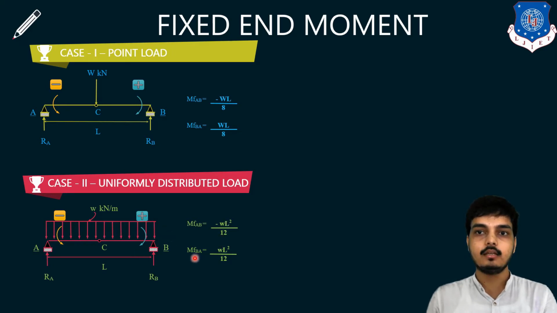For MFBA it is WL square by 12. It is plus because it is clockwise, and minus because it is anti-clockwise. Now, you have to mark why it is MFAB and why it is MFBA. MFAB is nothing but from A to B, and MFBA is nothing but from B to A. The first letter A shows that it is at A of the AB span, and B shows that it is at B of the BA span. So we have to understand it like this.